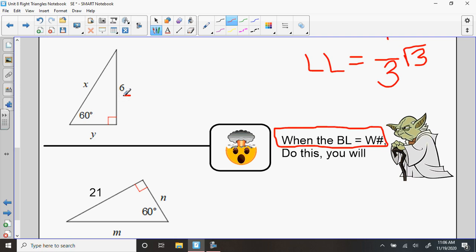So let's check out how we get the little leg. So here's my big leg. It's across from the 60. It is our little leg there. So how do I get it? I put it in this formula, 6 divided by 3 times radical 3. Our little leg is 2 radical 3.